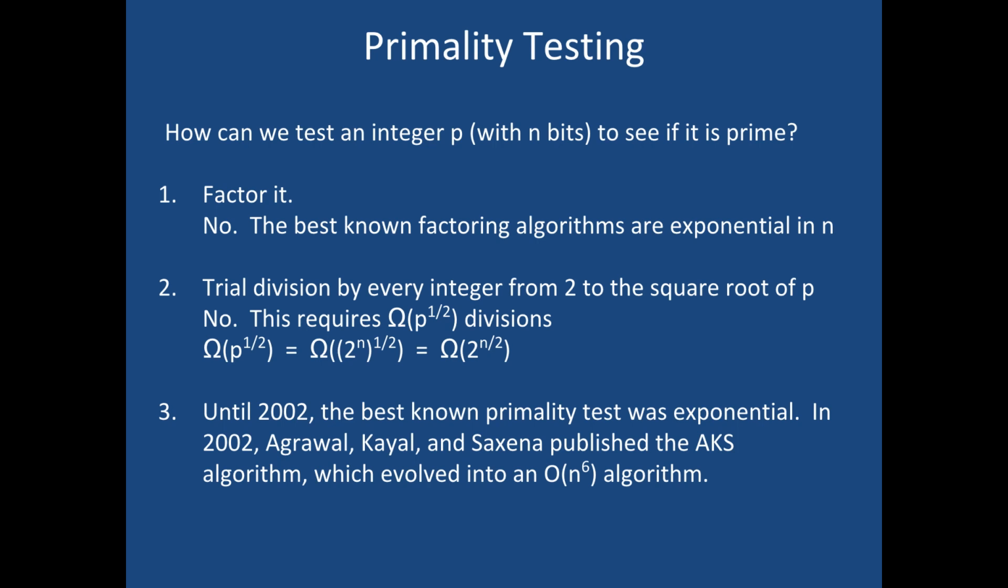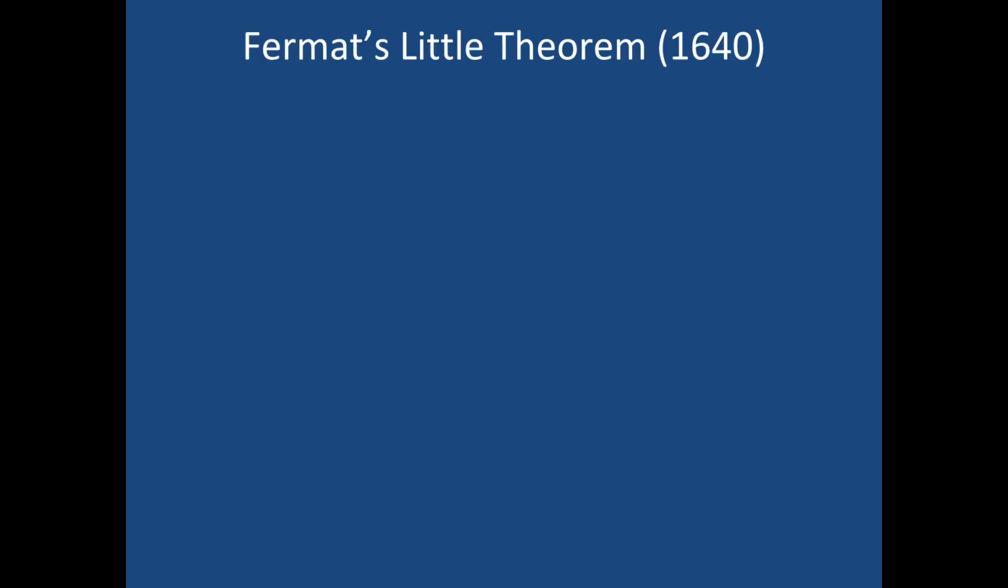So there is a polynomial time algorithm to determine if a number is prime. But that n to the 6th kills it, makes it too slow. So that's not what's used in practice. In practice, what's used is a probabilistic test because it's fast. So let me show you what's involved.